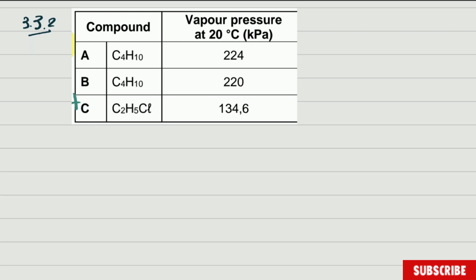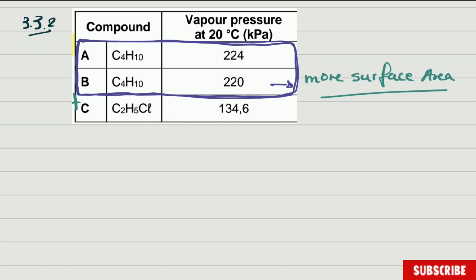Okay, now this question said fully explain the difference in vapor pressure between A and B. So here we are working with A and B. Remember we mentioned already that those two are chain isomers, so it means that the surface area of the two of them is going to change. Which one has the greatest surface area? Well, the one that has the lower vapor pressure. So B will have a larger surface area than A.